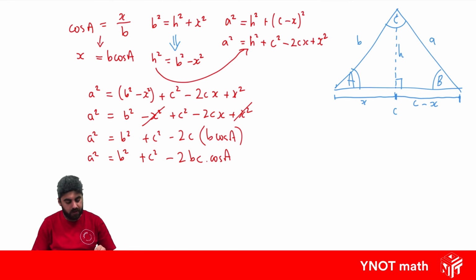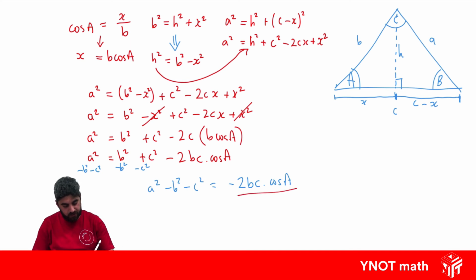And if you ever wanted to make cos A the subject when we're finding an angle, we can also do that. So let's minus b squared and c squared from both sides. So that's going to give us a squared minus b squared minus c squared equaling minus 2bc times cos A. Then we're going to divide both sides by negative 2bc.